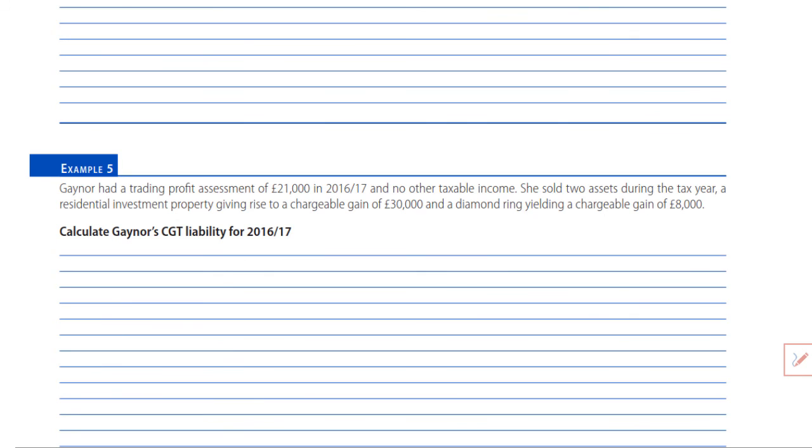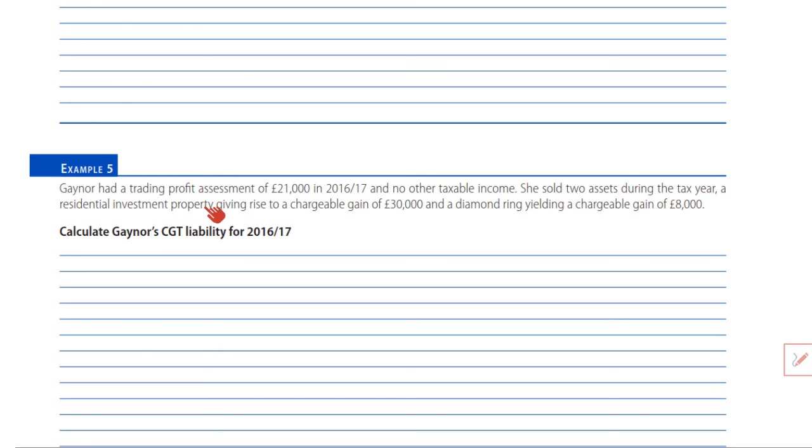Now their gains, you'll have to deduct the AEA. Think, therefore, which of those assets you would wish to reduce the gain of, given the tax rates that will apply. Clearly, your AEA you would wish to put against the gain of £30,000 on the residential investment property, because that is the one that would otherwise be taxed at the higher rates. So make sure you work out the taxable gains divided in terms of the residential property taxable gain and the diamond ring capital gain.